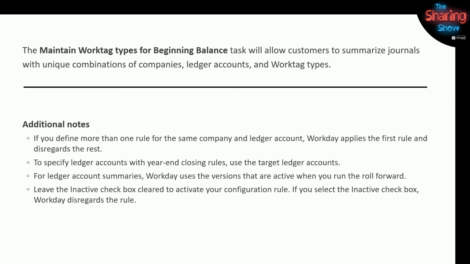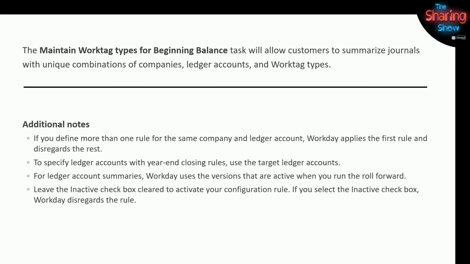All right, and moving on to our third option for the year-end close, which is maintenance of the work tag types of beginning balances. And this one in particular, I really like, the new task. This would allow us to roll forward the balances into the new year where we may want to consolidate or summarize the work tags, because you may not want the cost center to be broken out, or any other particular work tag. And you have the option to do that now.